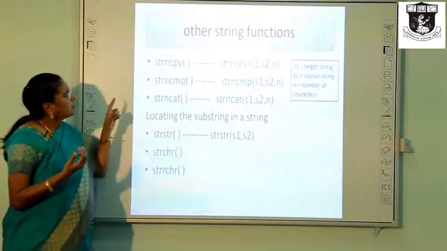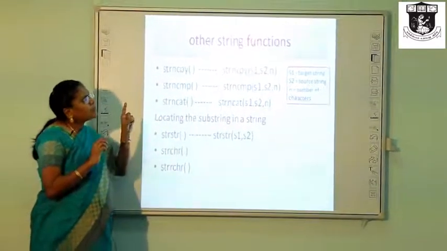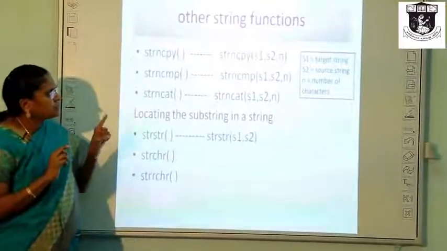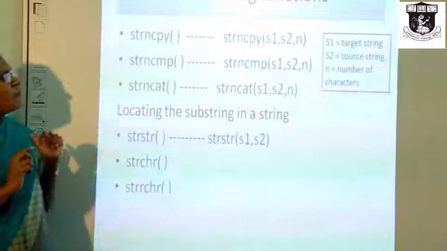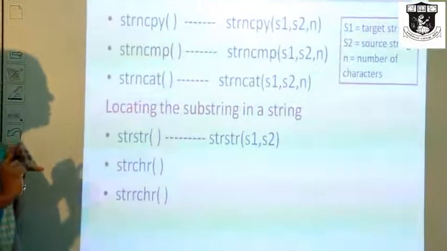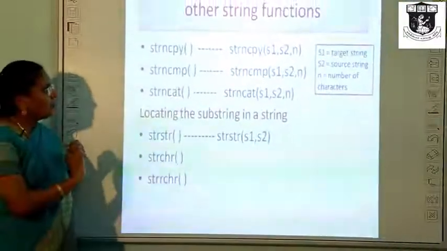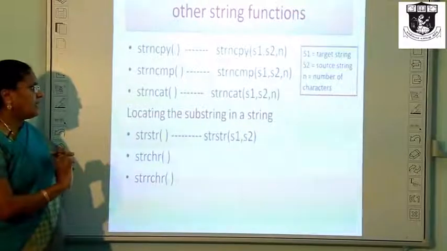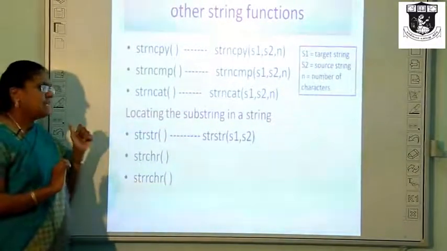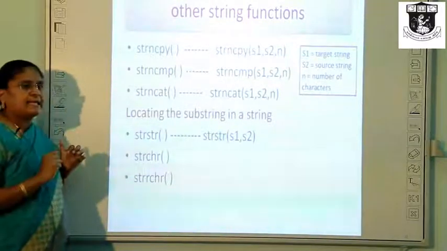Now if you see the first one, it is copying from string 2 to string 1. S1 is your target string, S2 is your source string, and N is your number of characters, the number of characters to be copied, compared or concatenated. These are the 3 things: copying, comparing and concatenating. Next we have 3 functions for locating a substring in a string.